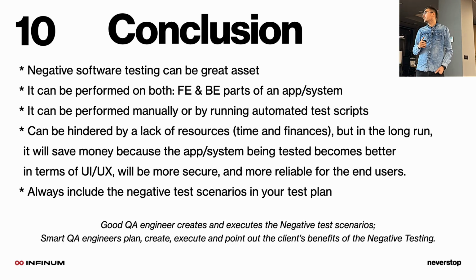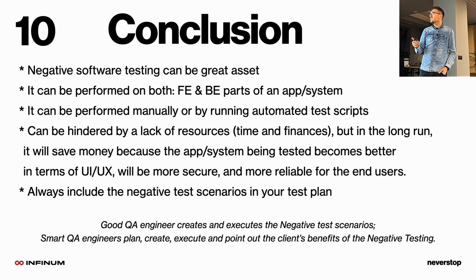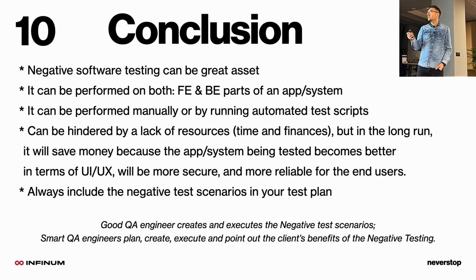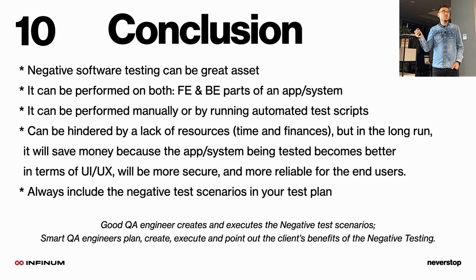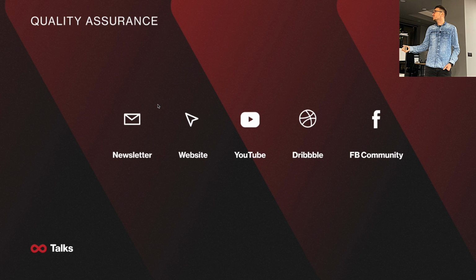For the end, I will leave you with a great quote from a friend of mine. He said to me that good QA engineers create and execute negative testing scenarios, but the smart ones plan, create, execute, and point out the client benefits. So be a smart QA, tell this to your QA colleagues, and plan, create, execute, and always point out the benefits.